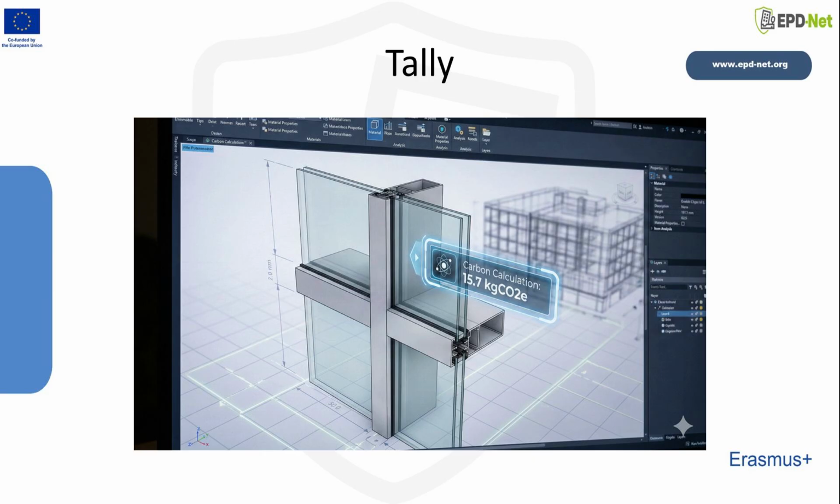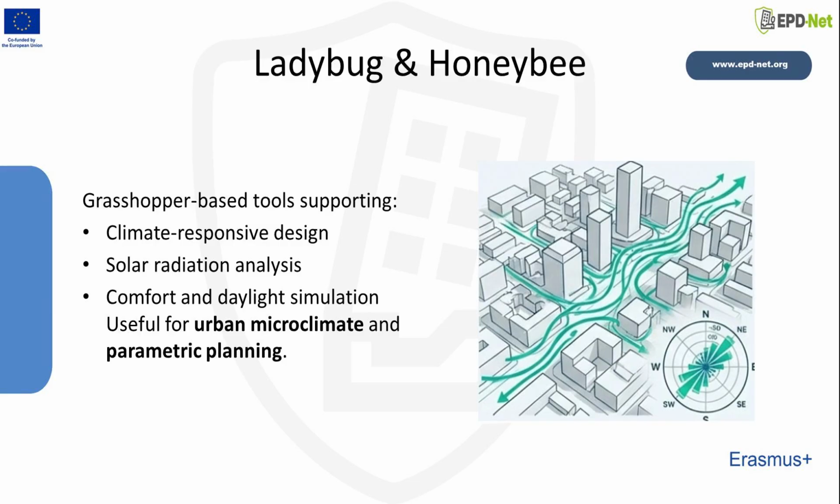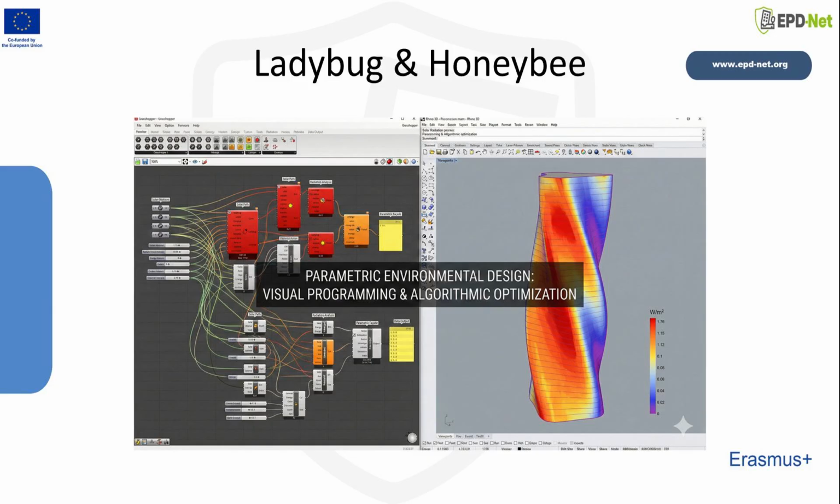Ladybug and Honeybee, built on the Grasshopper platform, enable parametric climate-based simulations using EPW weather files and Radiance or EnergyPlus engines. These tools provide highly customizable analyzers for daylight, thermal comfort, solar radiation, and microclimate conditions. Their parametric nature allows planners to explore thousands of design variations, making them ideal for early-stage optimization or urban-scale planning tasks. They bridge the gap between environmental science and architectural geometry by visualizing performance patterns directly on building or district models.